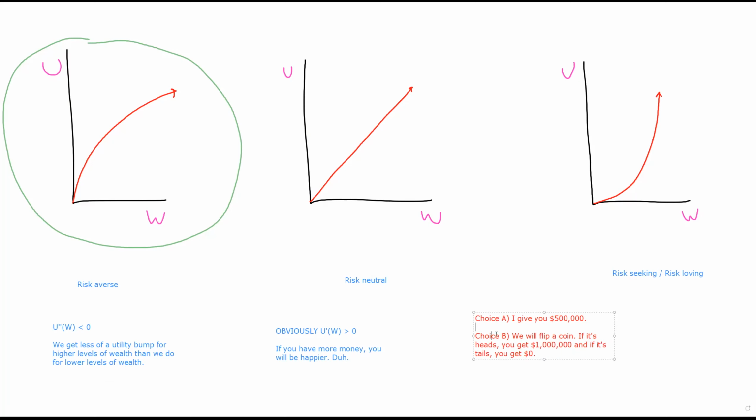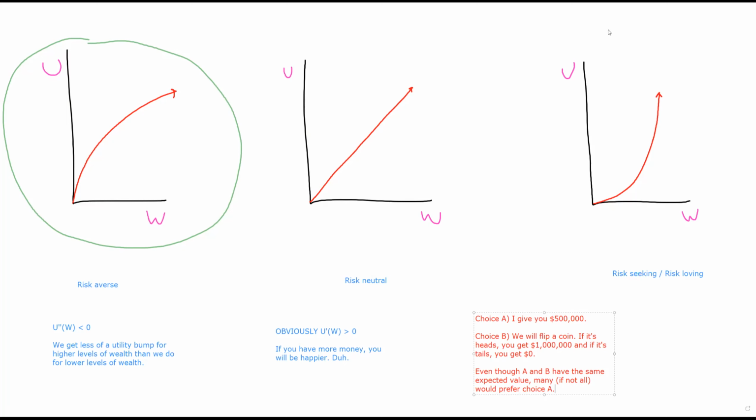I can guarantee you many of you would choose A, even though A and B have the same expected value, right? There's a guarantee of $500,000, or there's a 50-50 shot at $1 million, which again, if you do the expected value calculation, has the same $500,000 value as choice A. Many, if not all of you, would prefer choice A. I would prefer the sure thing of $500,000 over the gamble for a million.